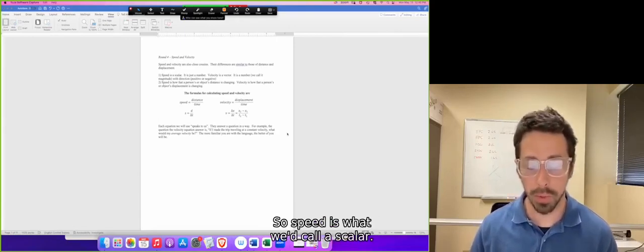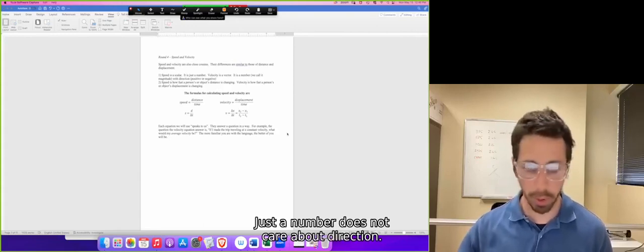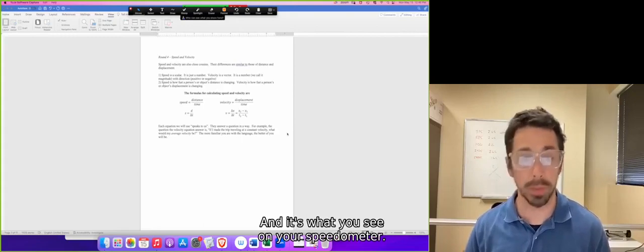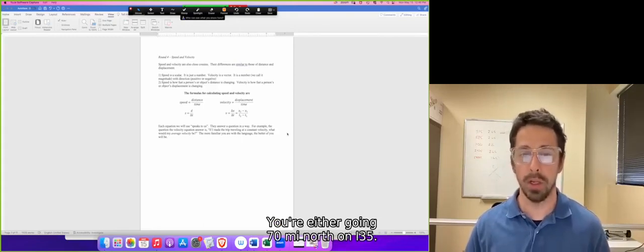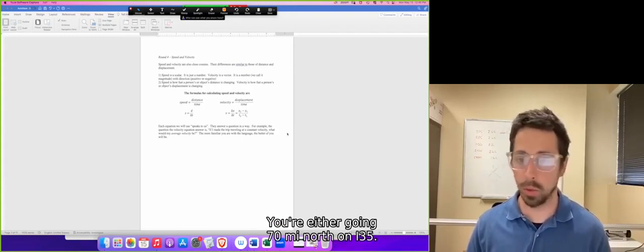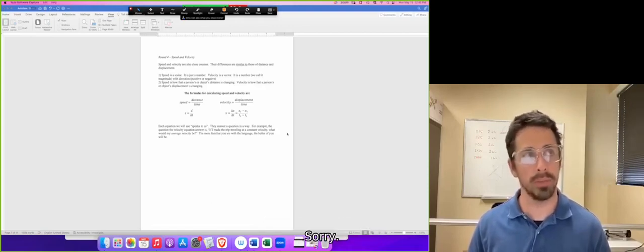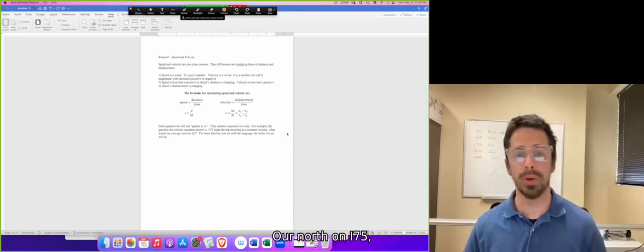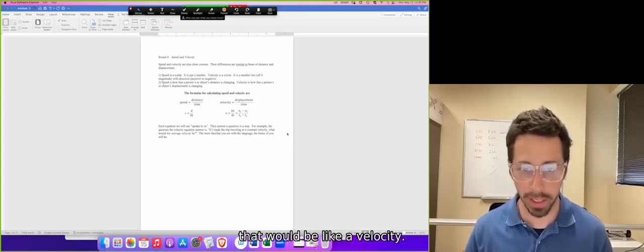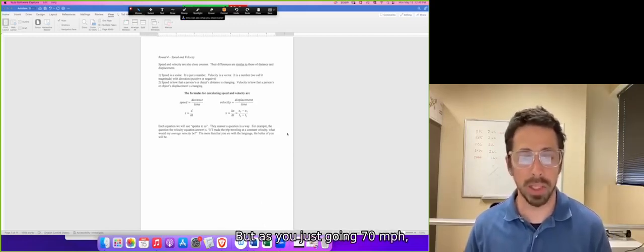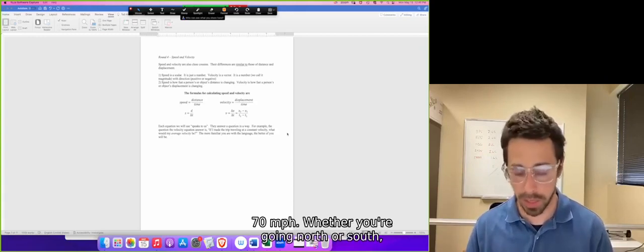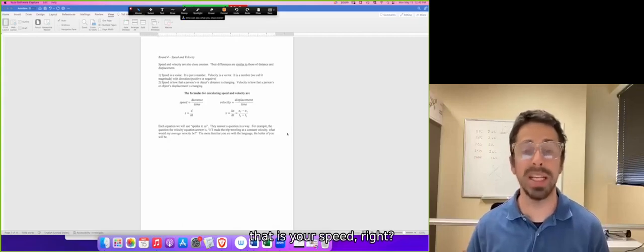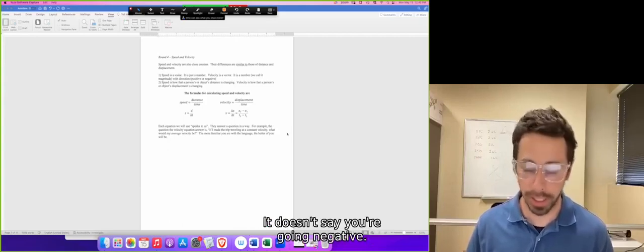So speed is what we would call a scalar, just a number, right? Does not care about direction. Again, it's what you see on your speedometer. How fast are you going? You're either going 70 miles north on I-35, that would be a distance. You're either going 70 miles per hour north on I-75, that would be like a velocity. But if you're just going 70 miles per hour, that's all it says on your speedometer, 70 miles per hour. Whether you're going north or south, that is your speed, right? It doesn't say you're going negative, right?